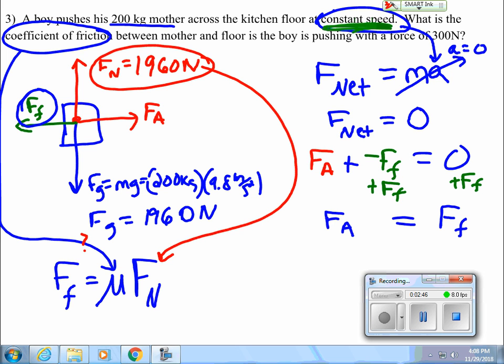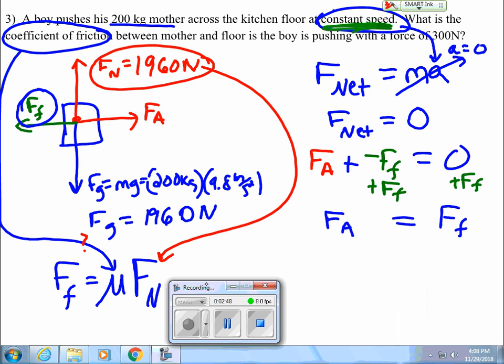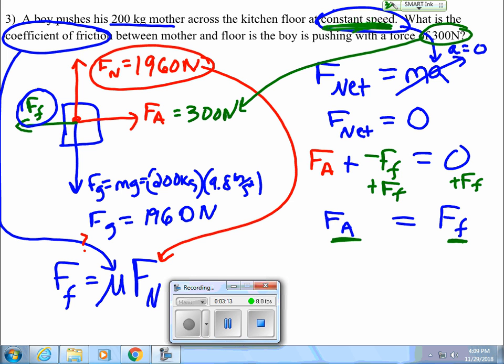Well, the friction force, moving this little thing over here, is all this information. So I'm working over here, and I'm working with this information. So my applied force is my force of friction. What do I know for my applied force? I am pushing with 300 newtons. Got that from right here. So 300 newtons is equal to my force of friction, which is also equal to mu Fn.